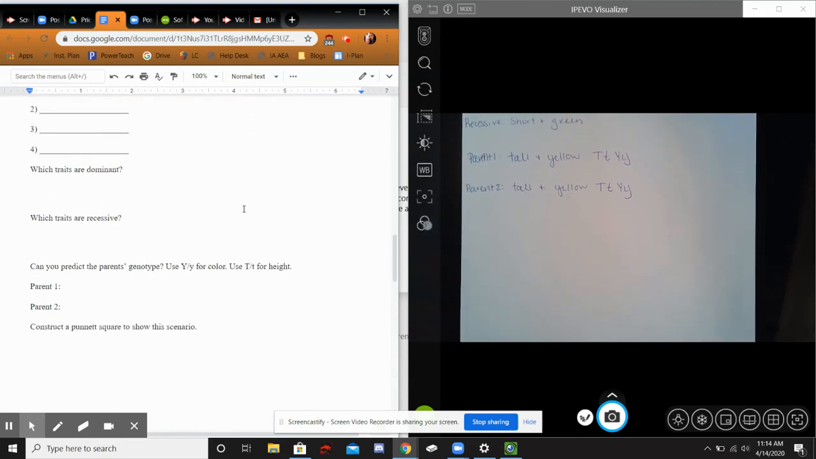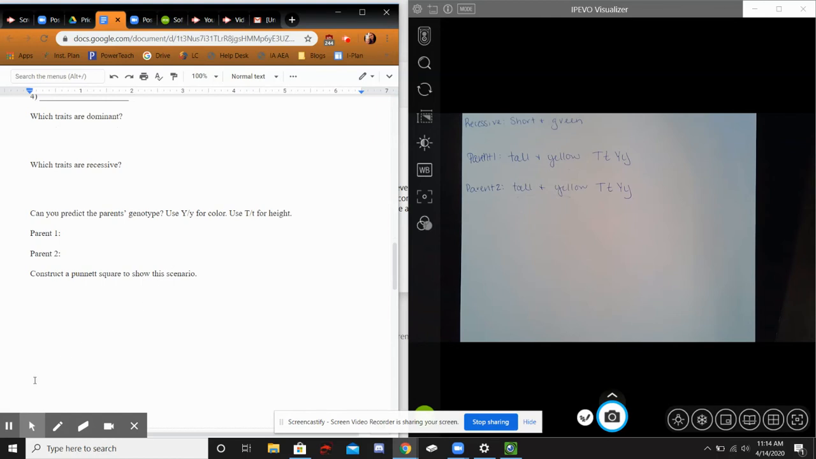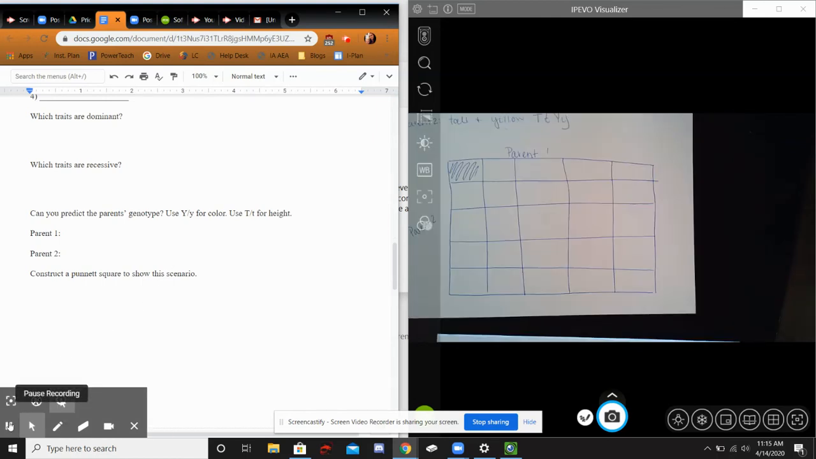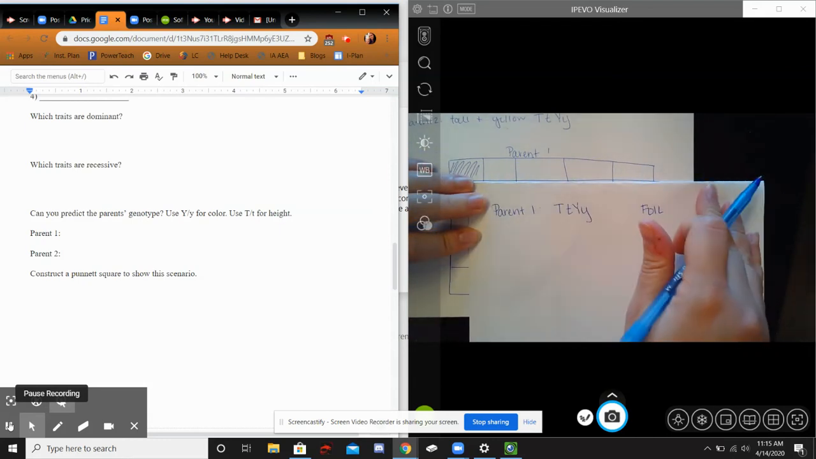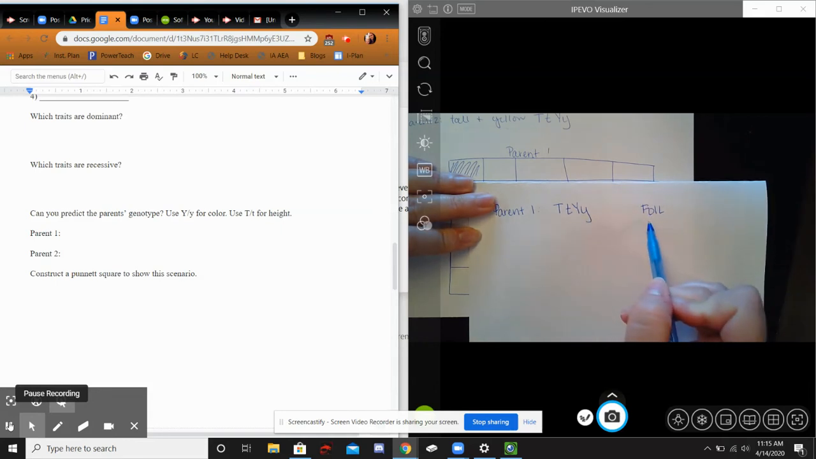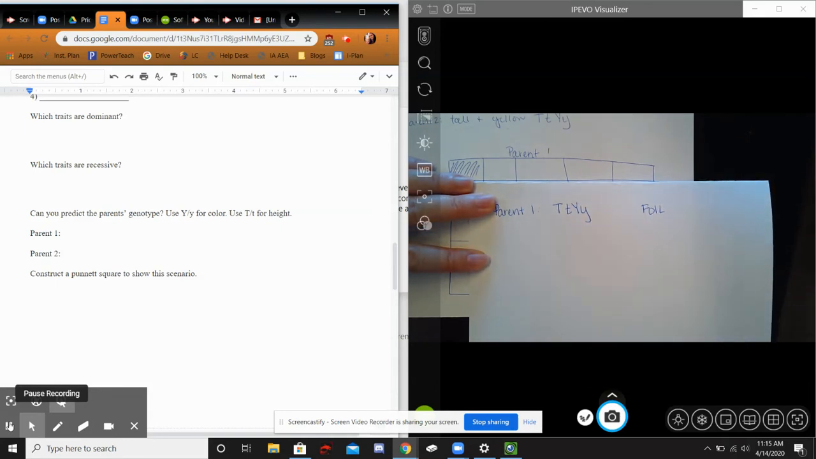Okay, so now it says create a Punnett square to show the scenario. So I'm going to pause while I draw out the square. Okay, awesome. Now we have our square drawn. We are going to take some time and figure out how to fill in those genotypes. Again, we're going to FOIL just like we did in scenario 1 in the last video, but this time our FOIL is going to be a little different because we have this mixed genotype.